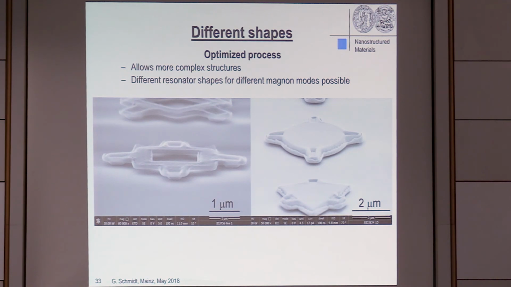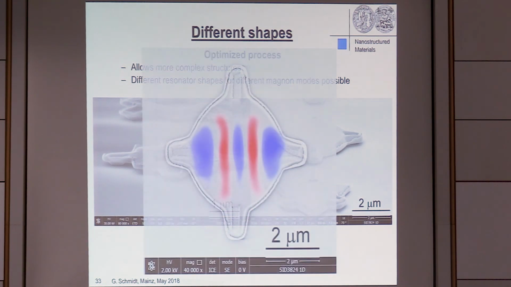On the left-hand side, you see these squares. We can also do rings. On the right-hand side, you see a kind of round table. If you want to know whether you can also get spin waves in these structures, this is a measurement of spin waves in this round table mapped onto the SEM image. You see that you can get different modes, and if you apply magnetic fields in different directions in square structures, you can get all different kinds of Damon-Eshbach modes or mixed modes between Damon-Eshbach modes and backward volume modes.